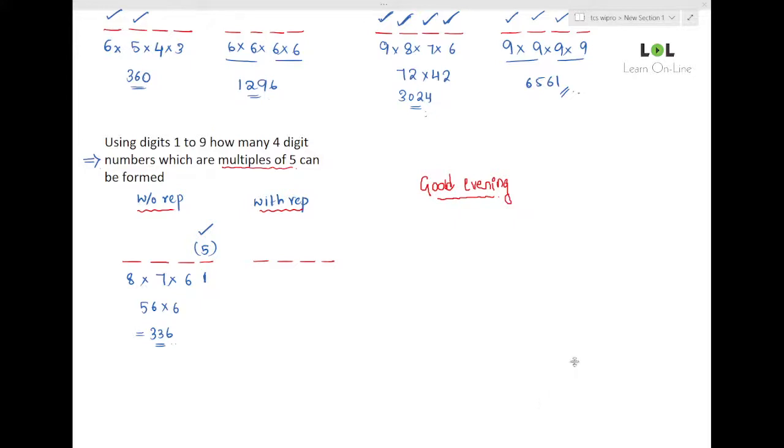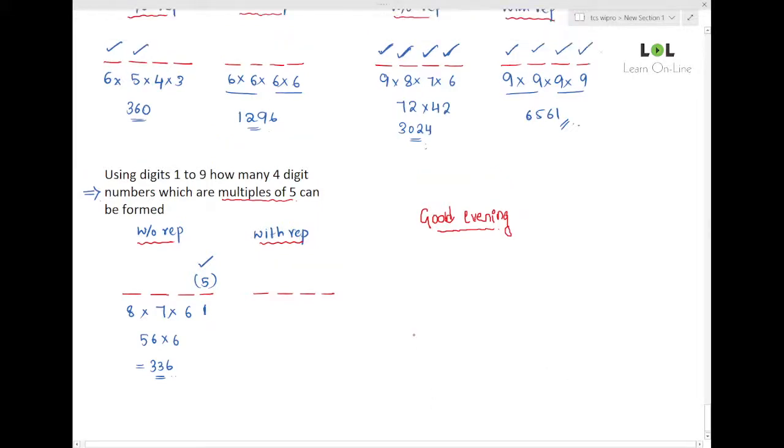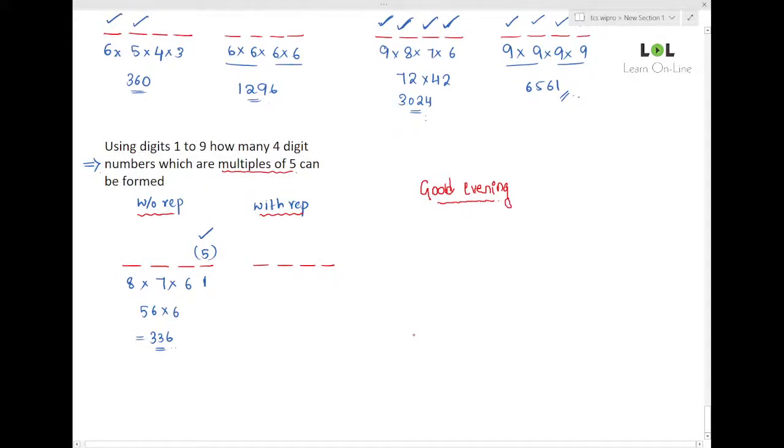Okay. So let us start today's session, guys. Sorry for the delay. What we were discussing in the previous class, guys, was forming numbers in permutation and combination.